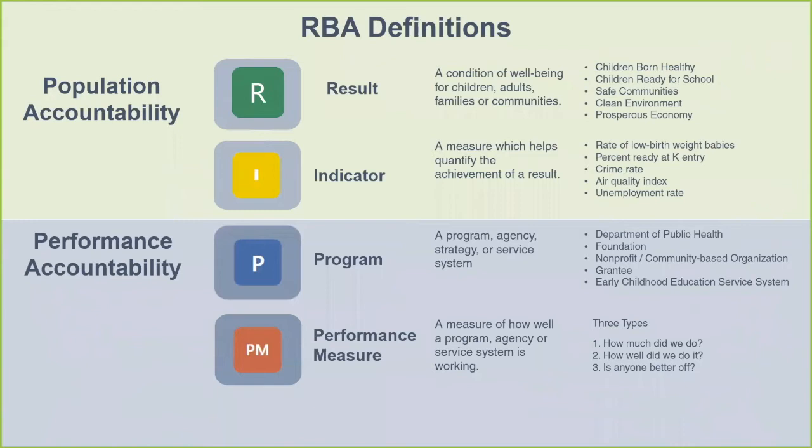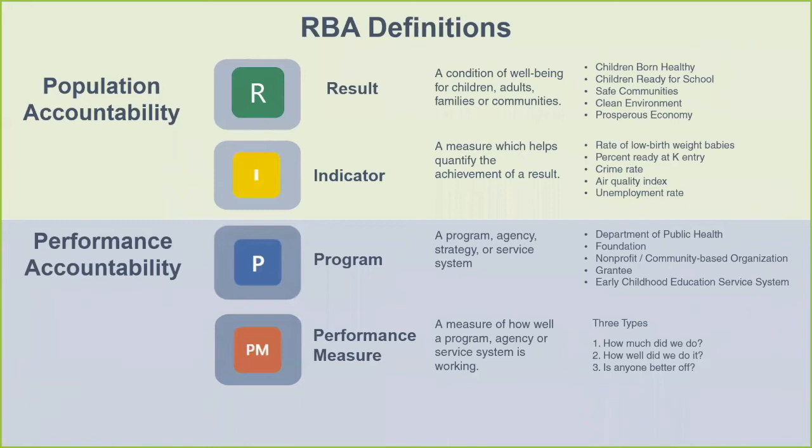A result is a condition of well-being for children, adults, families, or communities. It's that North Star that we're trying to achieve with our work. So children born healthy, children ready for school, safe communities. Now we need some data to help us know how we're doing. So at the population accountability level, we have an indicator. And an indicator is data, which is a measure which helps quantify the achievement of a result. The rate of low birth weight babies, percent of kids ready for kindergarten, the crime rate, the air quality index. So those are the population accountability result and indicator.